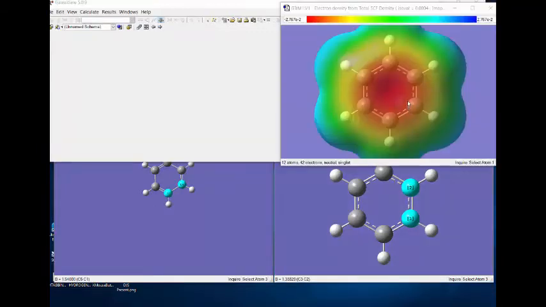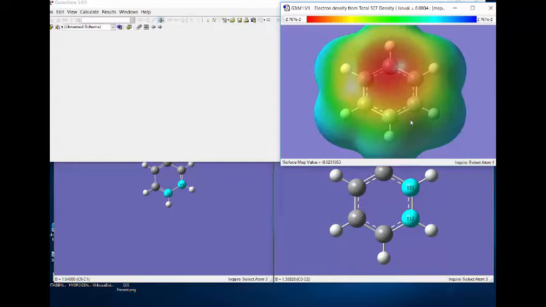In the upper right-hand corner, what you can now see is an electronic surface of the molecule. In other words, Gaussian can display where the electrons in the molecule are going to be.